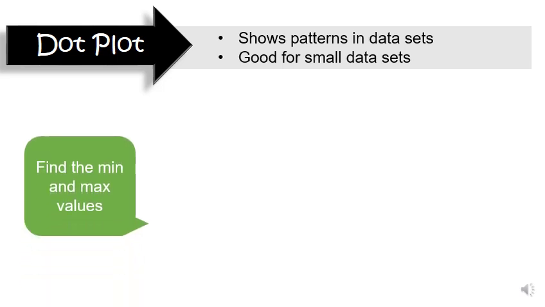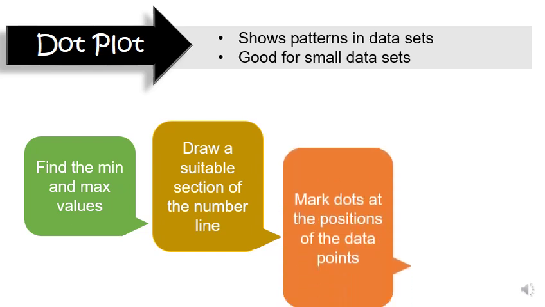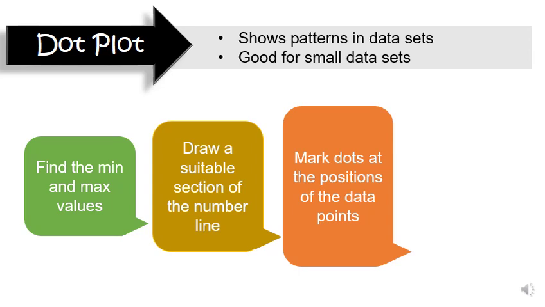So first step, you'll always find your minimum and maximum values. Your second step, you're going to draw a suitable section of the number line, based on your minimum and maximum values. And then you're going to mark dots in at the positions of your data points.